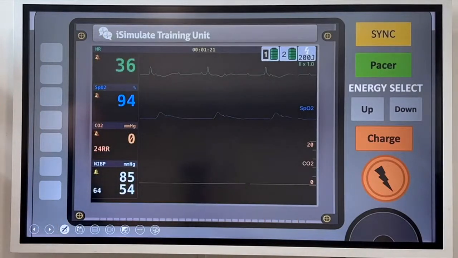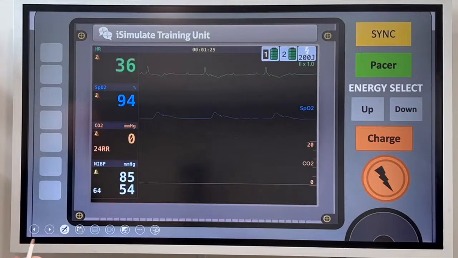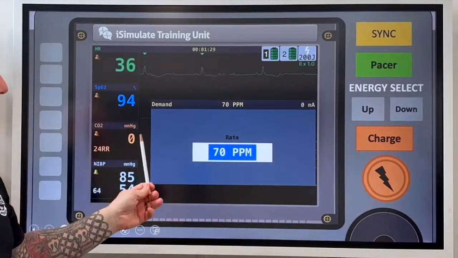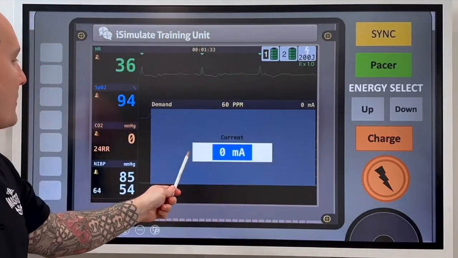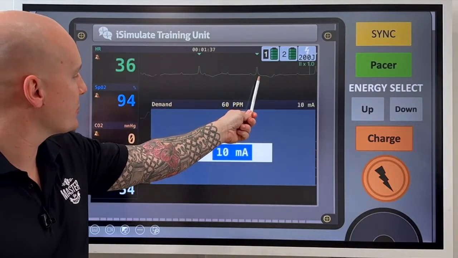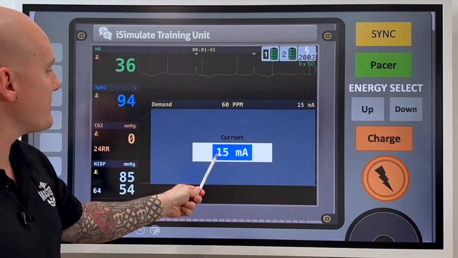So first off, once we decide that we're going to pace, we are going to set up the pacer. And when we set up the pacer, we're going to set a rate. Now you can set the rate at 60 beats per minute, which is what we're setting here. And when we do this, you'll notice that there's triangles above the underlying rhythm's ventricular beats, and you're also seeing pacer spikes as we increase the milliamps.